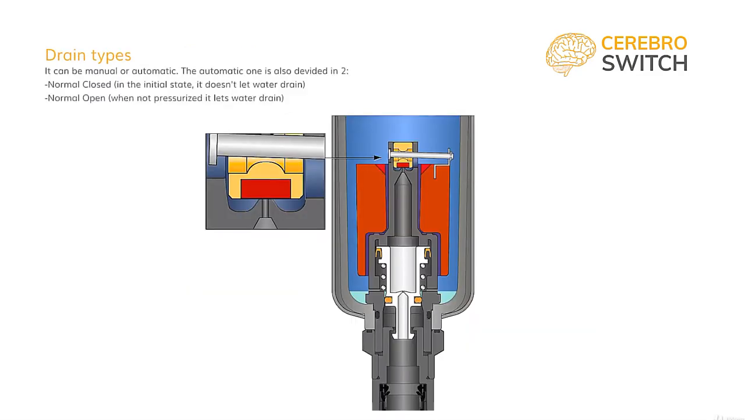The drain can be manual or automatic. The manual one needs occasional observation, and the automated type will drain itself when the water reaches a certain limit. Let's take a look at how the automated drain works. There are actually two construction types, normally closed and normally open. First, the normally closed auto drain.